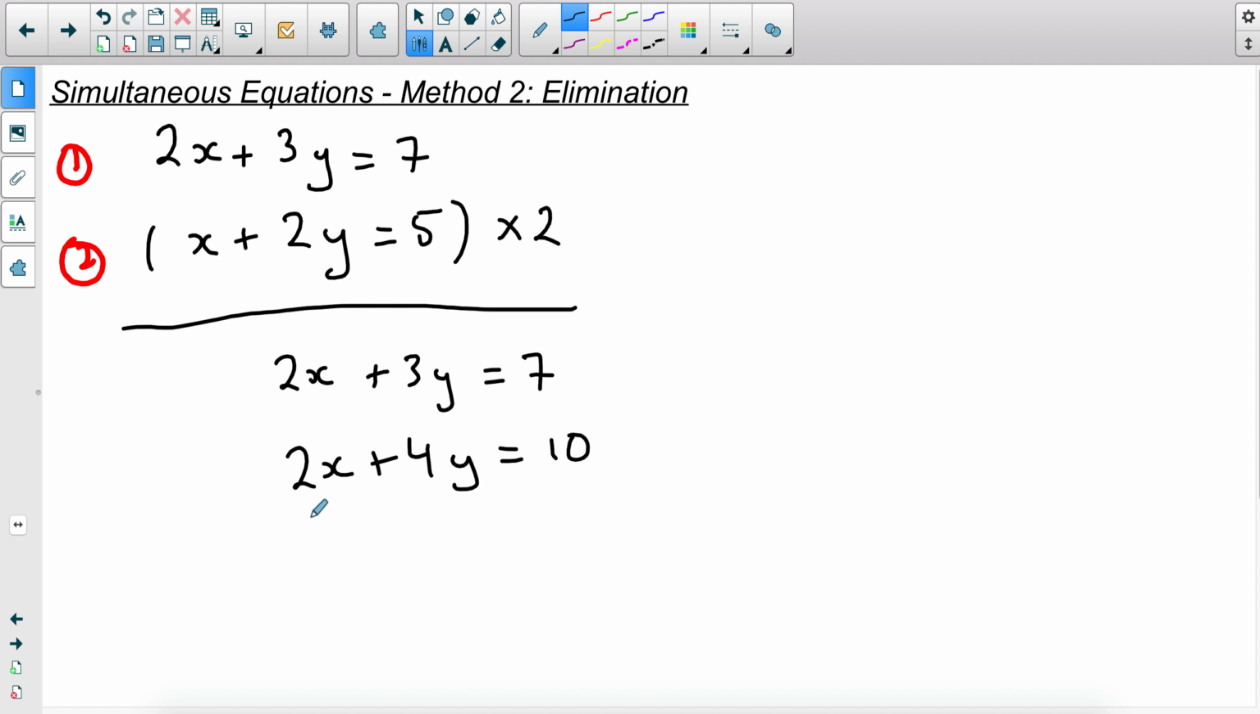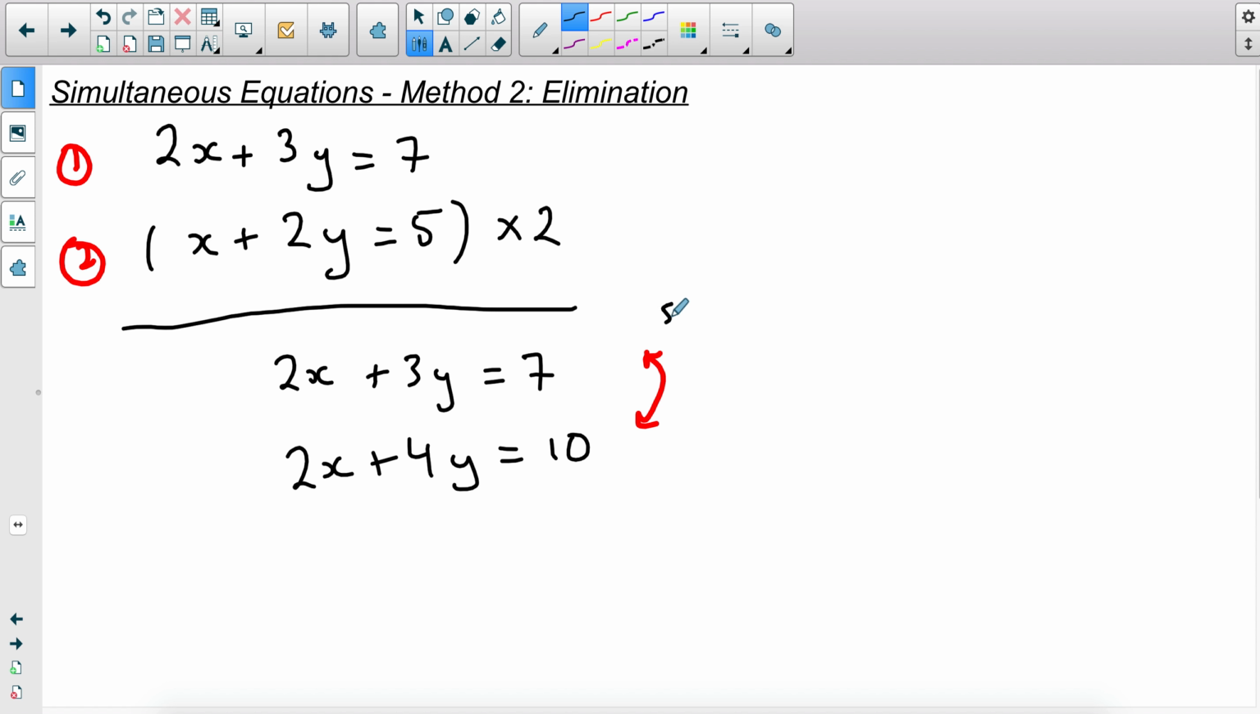Well, now that I got the x's to be the same, what I want to do is subtract the two equations from each other. So I'm going to do equation 1 minus equation 2. So if we start here, I can immediately notice that I'm going to get negative numbers, which is fine. We can deal with the negative numbers. However, it's not desirable because it's going to add an additional step. So 7 minus 10, that's going to give me negative 3. That's fine. However, on this side, we're going to get 3y minus 4y, which is negative y, and that's not preferable.